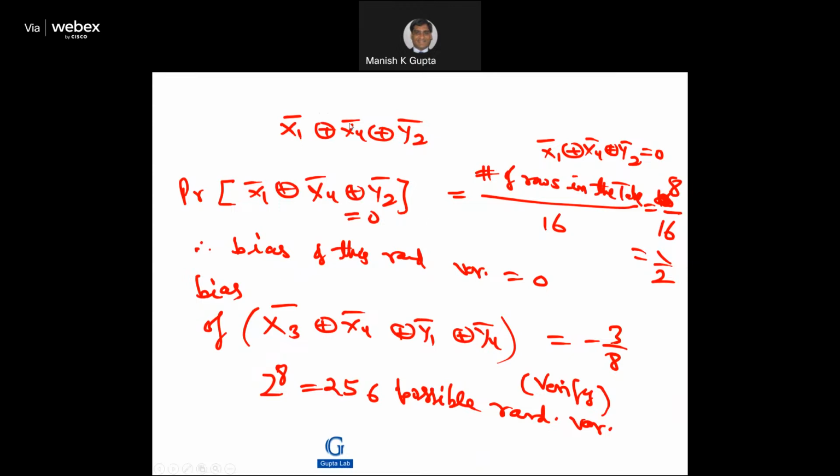So the bias of this random variable is basically 0, because when the probability is half, you can compute the bias as half minus epsilon, right? So this value is 0. Okay, I'm just giving you an example of how to look at the table.